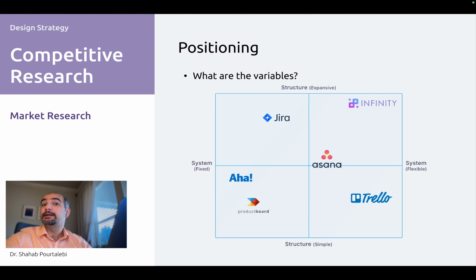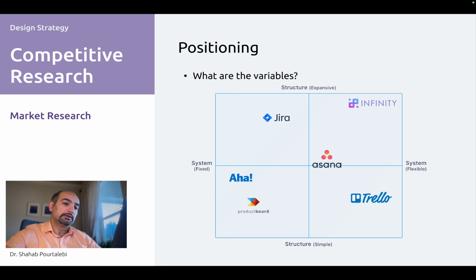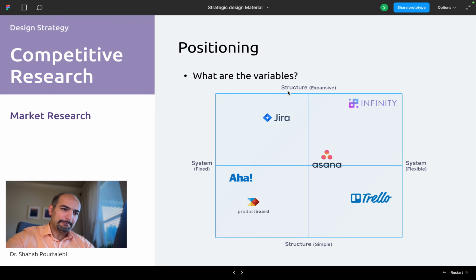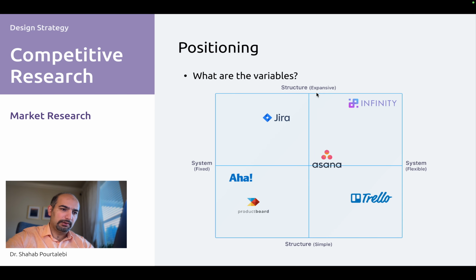So we would find a gap, so we would be able to target a specific user's requirement with specific attributes of our product. So we won't compete with a strong competitor in a place where they already have their users. So here is an example of a positioning map.